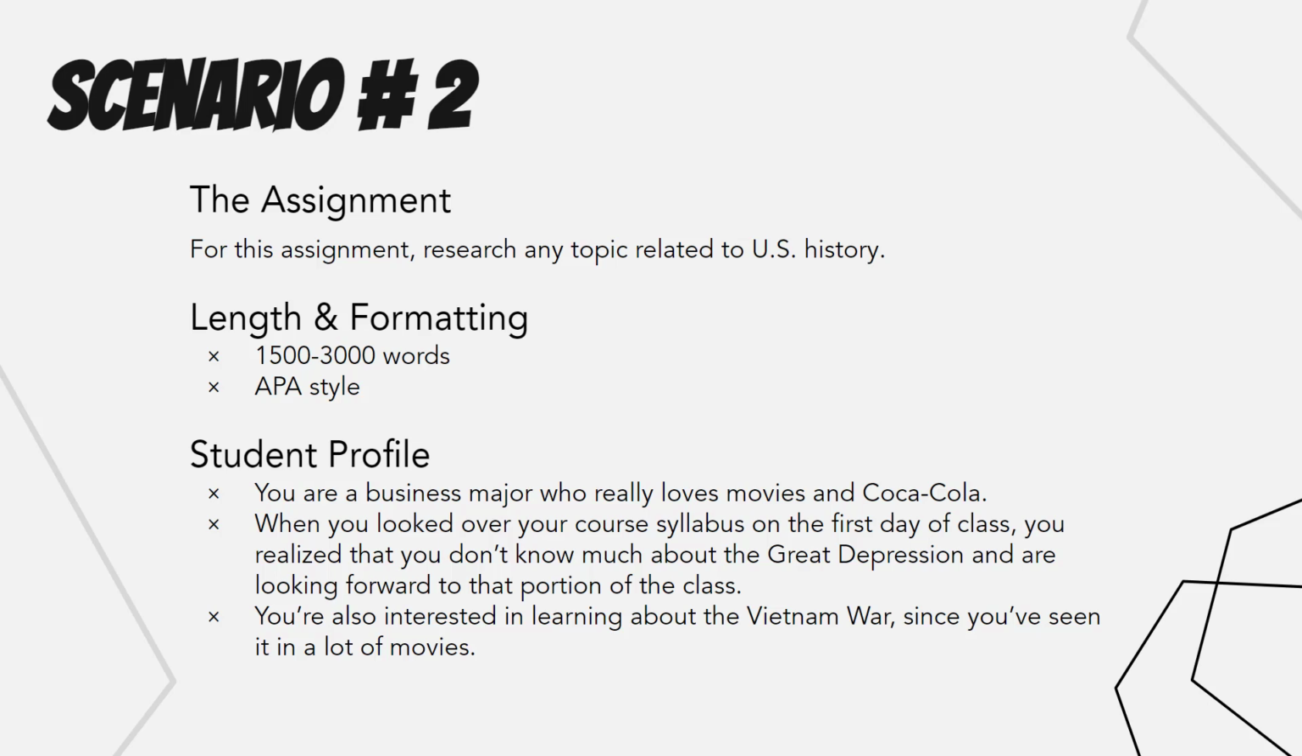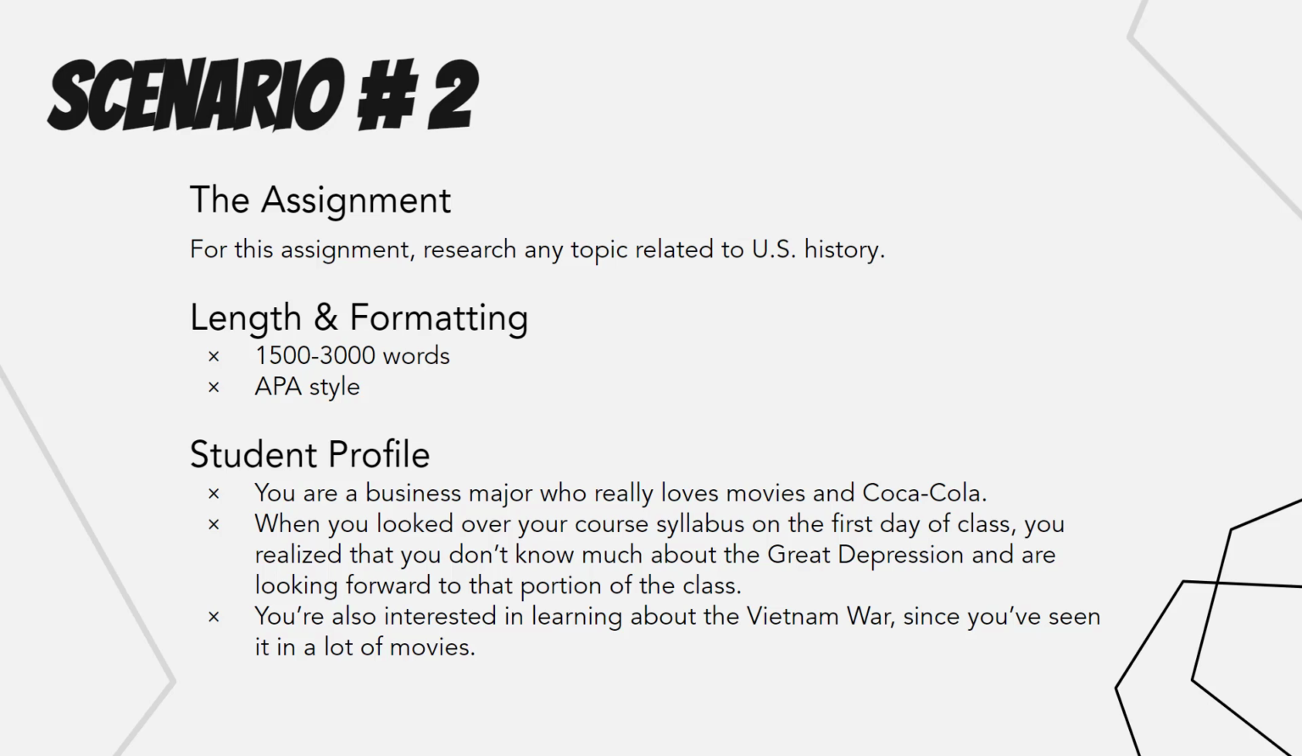When reviewing your syllabus, you saw both the Great Depression and the Vietnam War were going to be discussed in class. Both events interested you, as you know how pivotal they were in American history, and you don't really know much about either. So one topic you could consider writing about might be how Coca-Cola was flourishing in the Great Depression while the rest of the economy was floundering.